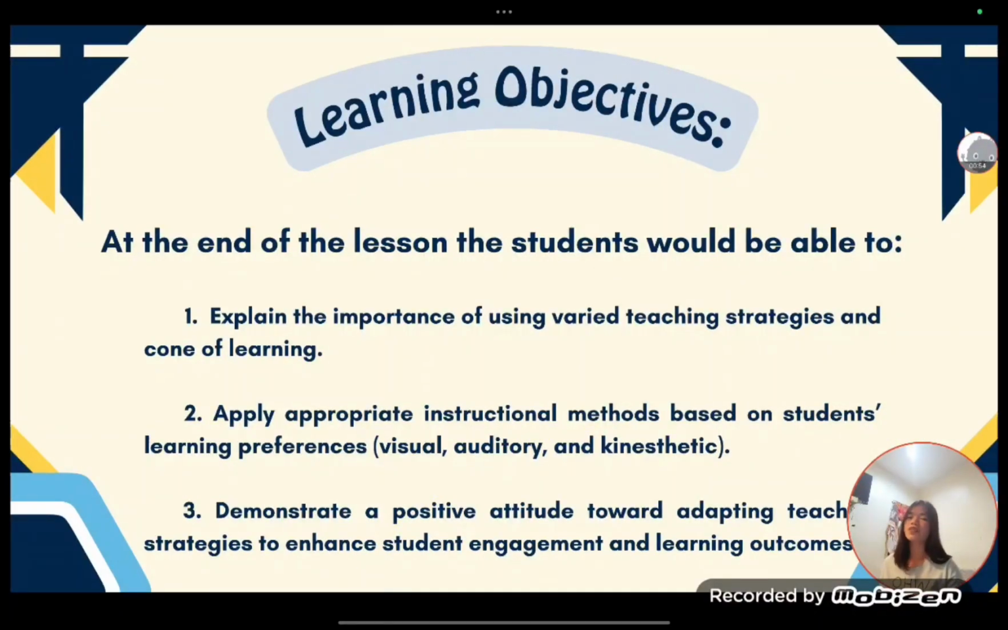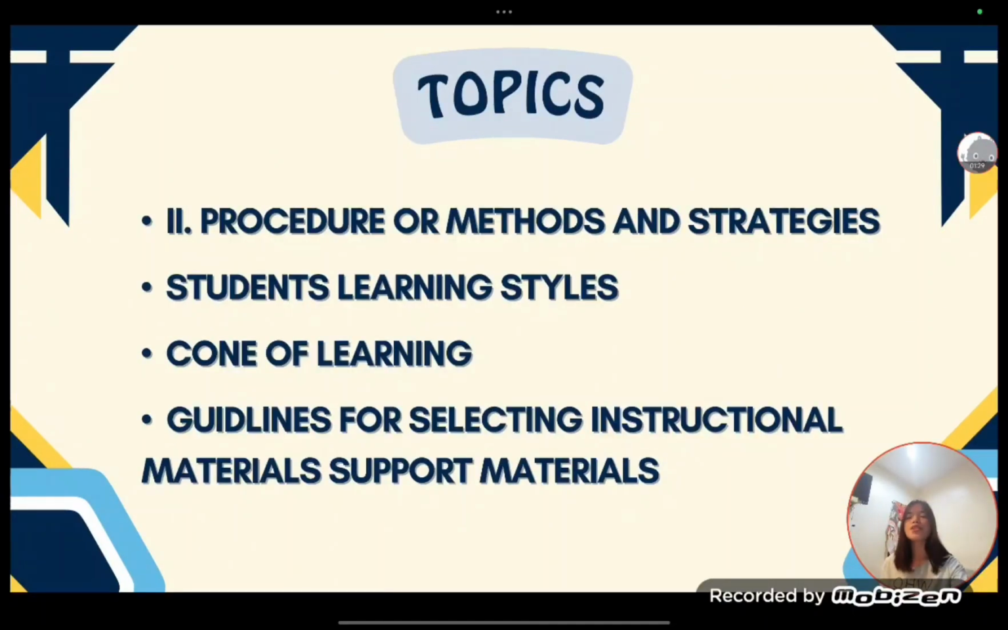So these are the learning objectives that need to be attained for today's discussion. At the end of the lesson, the student would be able to, first, explain the importance of using varied teaching strategies and the cone of learning. Second, apply appropriate instructional methods based on students' learning preferences, such as visual, auditory, and kinesthetic. Third, demonstrate a positive attitude towards adapting teaching strategies to enhance the students' engagement and learning outcomes.